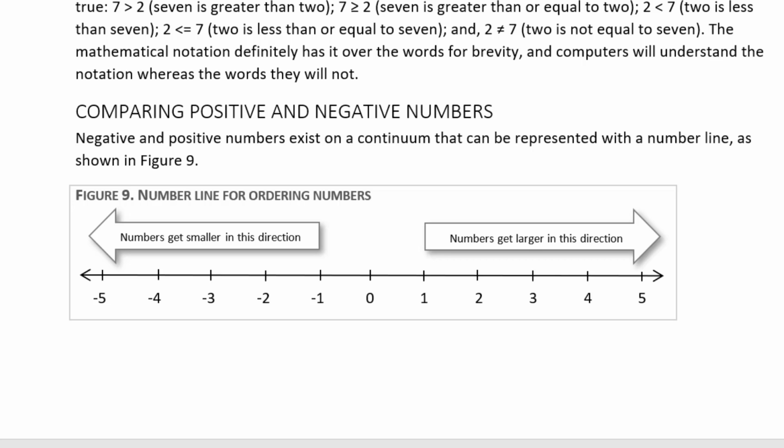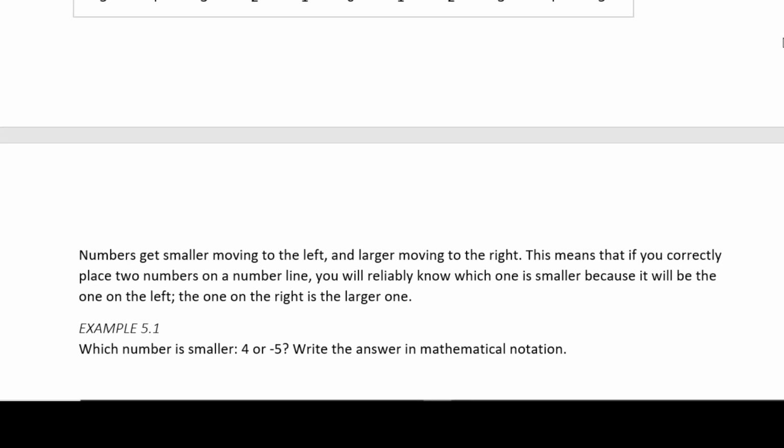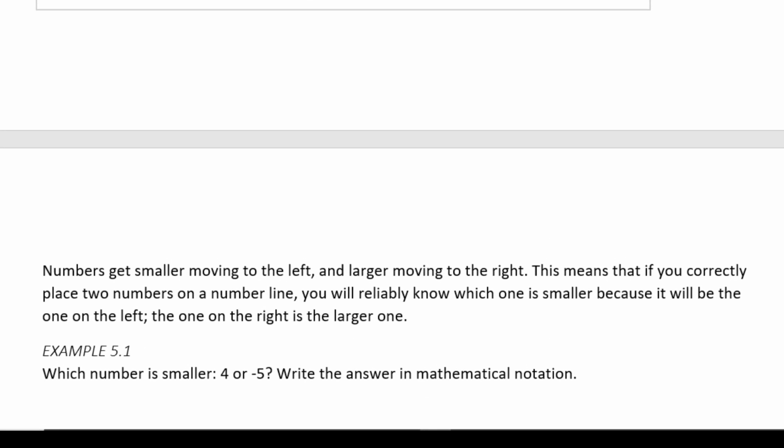To get just that magnitude out in calculations, you use the absolute value, right? But we're not going into that here or yet. So to reiterate, numbers get smaller moving to the left and larger moving to the right. This means that if you correctly place two numbers on a number line, you will reliably know which one is smaller because it will be the one on the left. The one on the right is the larger one.